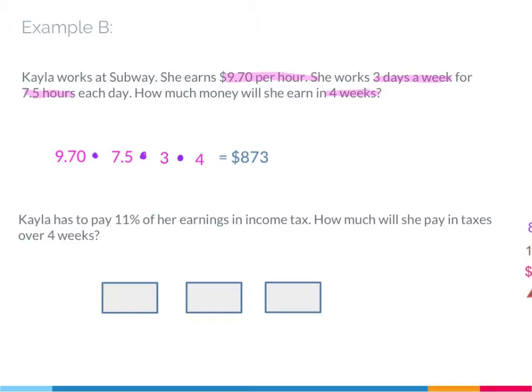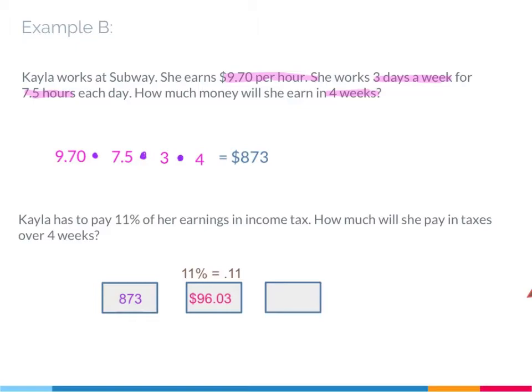I just found that to be 873. So I'm going to go ahead and put that in my first box. Then I need to figure out what I'll be multiplying by, and the problem told me 11%, but I can't put percent in my calculator, so I'm going to have to turn that to a decimal, or 0.11. So I'm going to take my 873 times my 0.11, and when I do that, I get $96.03.